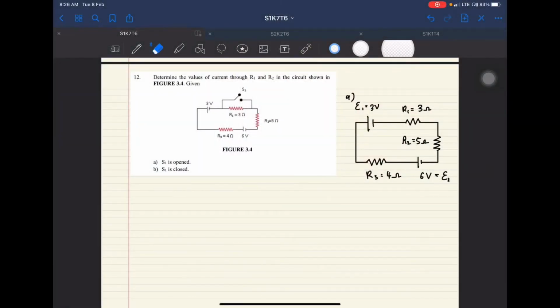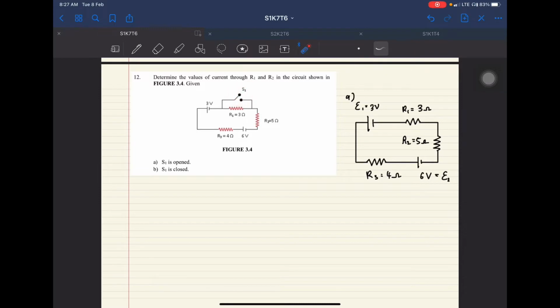Okay, so now we discuss question 12. It says to determine the values of current through R1 and R2 in the circuit shown in figure 3.4, given two cases: first when S1 is open, and second when S1 is closed. I will draw what will happen when S1 is open and when S1 is closed. This one is when it is open.